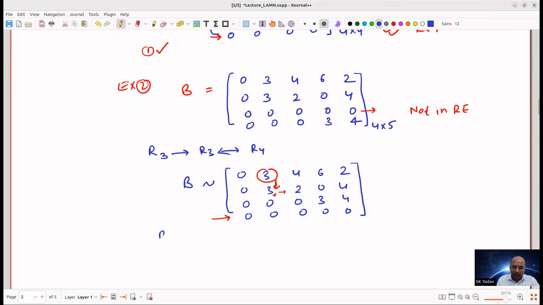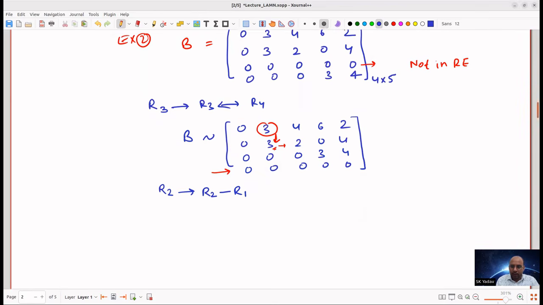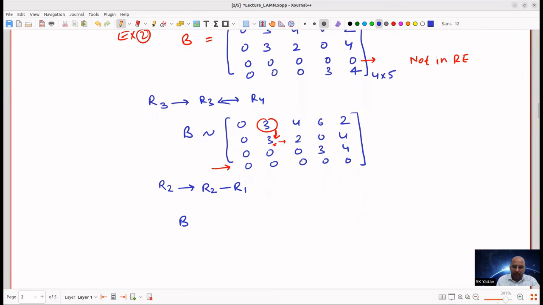We have to apply R2. We are making a change in R2. So in R2, if I subtract R1, then this will become 0, right? So let us do that operation and see the resulting matrix. So B changed to 0, 3, 4, 6, 2 as this. Now 0 and here it becomes 0, and 2 minus 4 becomes minus 2, and then 0 minus 6 here, and 4 minus 2 is 2 here. The third row is unchanged, so 0, 0, 0, 3, 4. The last row is already 0, so I have nothing to do there.